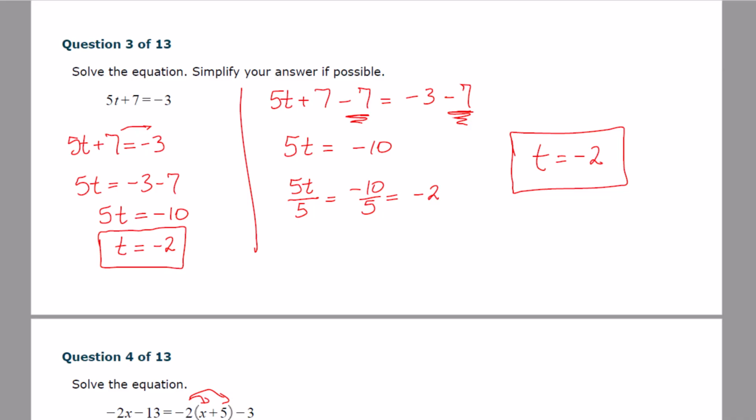All right, in question 3, we're just remembering how to solve equations. So I want to get the t by itself. I'm going to take this plus 7 and move it to the right. Notice it's a plus 7 here; when I move it to the other side, it's a minus 7. So minus 3 minus 7 is a minus 10, and then I divide both sides by 5, and I get that the answer is 2.